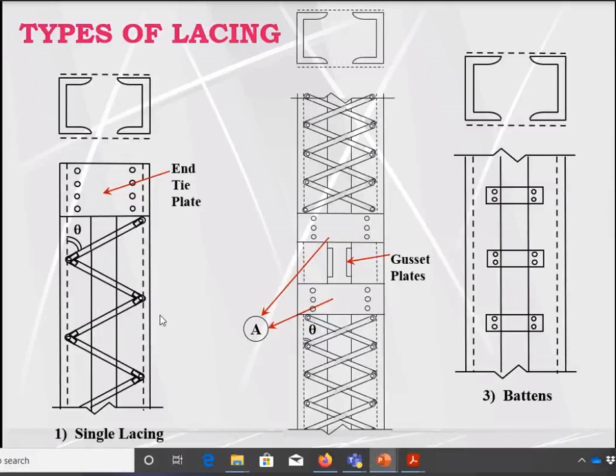Similarly, we do not want both single sections to move, slide or bend individually with reference to each other. How can we avoid that? By connecting both with the help of lacing, stay plates or batten. The cross section area at any cross section along the neutral axis is the area transferring the shear forces from one part to the other, resisting the slippage between both sections. We will see how much this shear force will be.